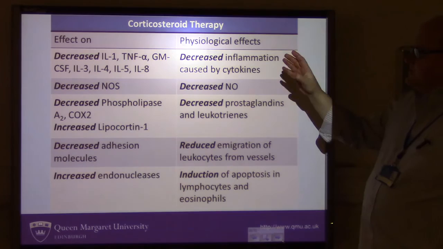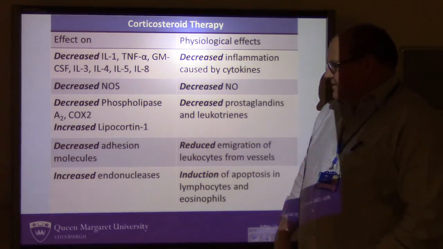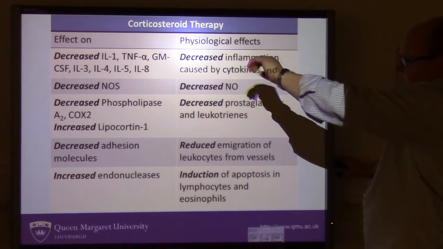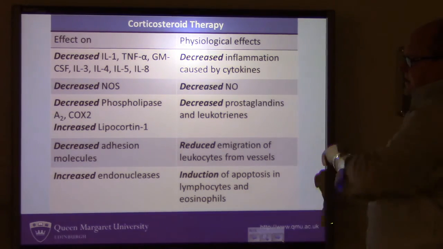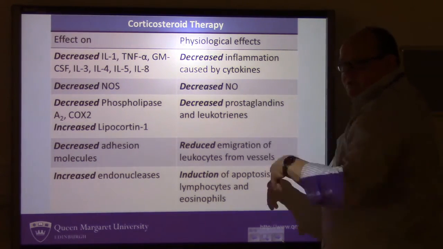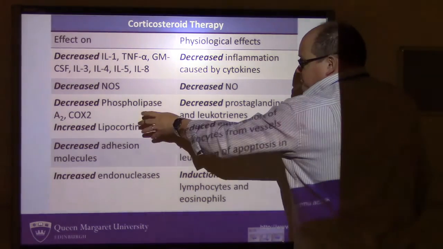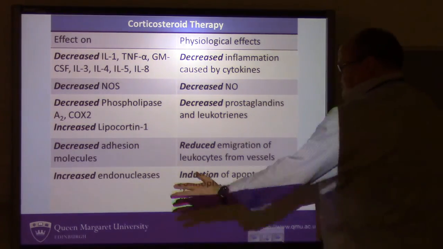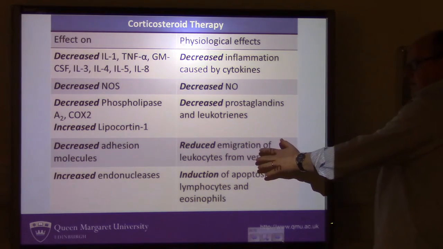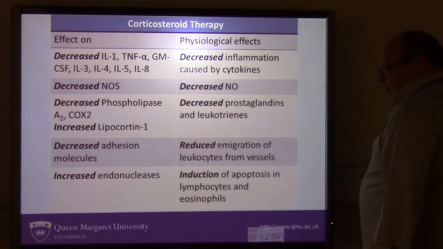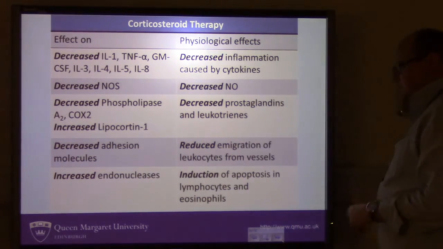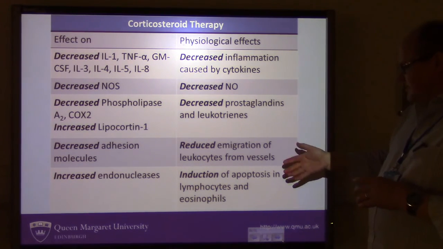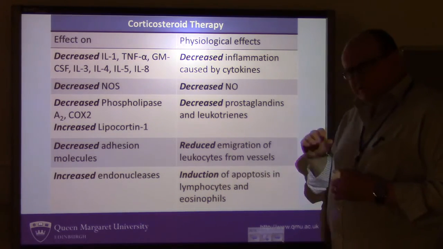So here's the things that the corticosteroids actually do on some of the mechanisms we've already talked about. Some of the inflammatory mediators, IL-1, TNF-alpha, they're all decreased. You get a decreased nitric oxide synthesis, which results in less nitric oxide, which again was implicated. You get the decreased activation of phospholipase A2, therefore you get fewer prostaglandins. They decrease the adhesion molecules, therefore you don't get the emigration because not as many leukocytes adhere. And then you get increased levels of enzymes known as endonucleases, and they induce the apoptosis and switch on, if you like, the pre-programmed cell death of lymphocytes and eosinophils.